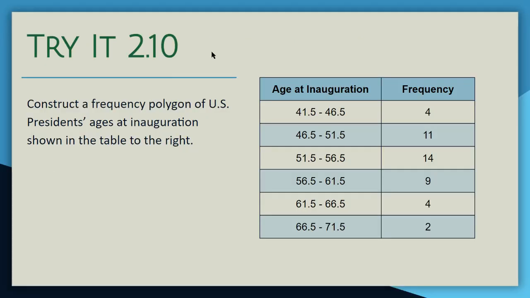There's a try it for you guys. I'd like you to pause the video. You're given another distribution representing the US president age at inauguration. And I'd like you to make a frequency polygon for this table. Okay, let's go ahead and look at how that solution is going to play out.